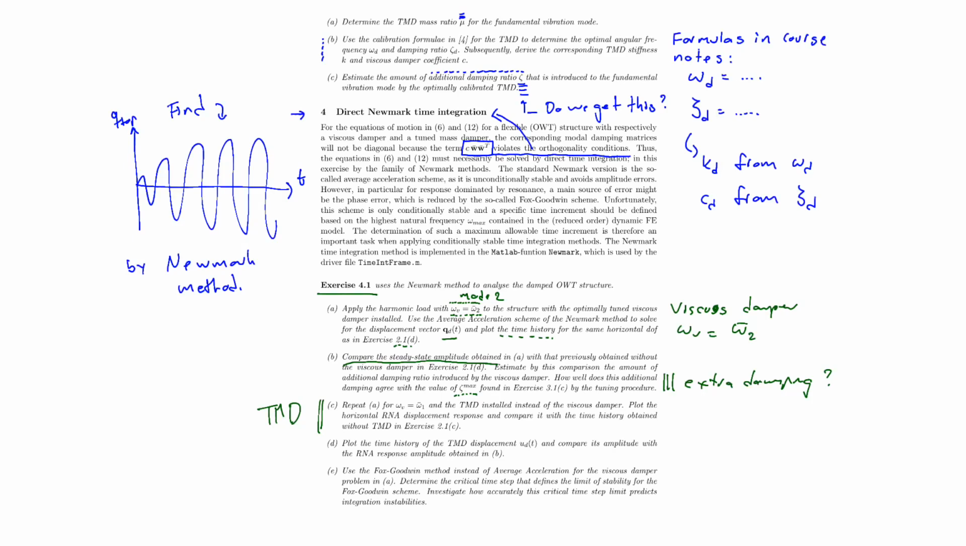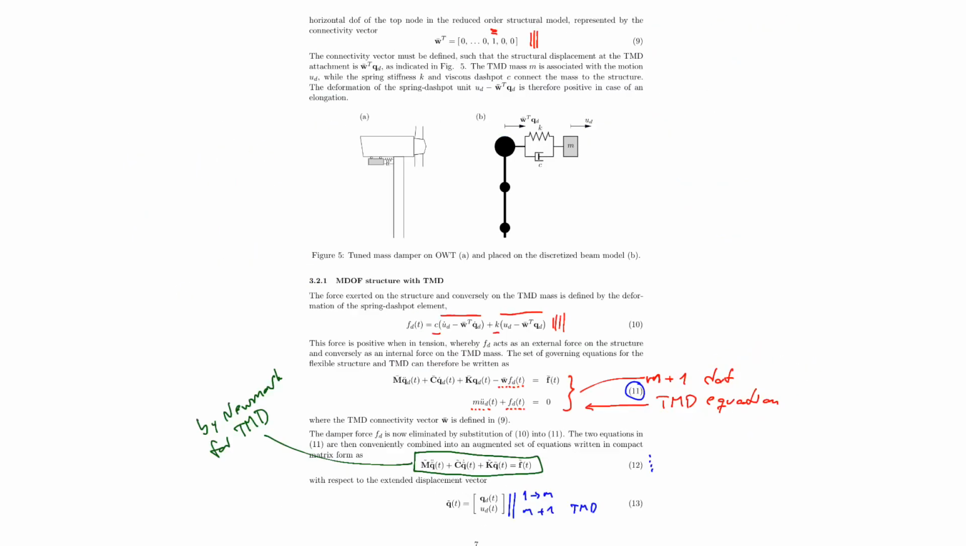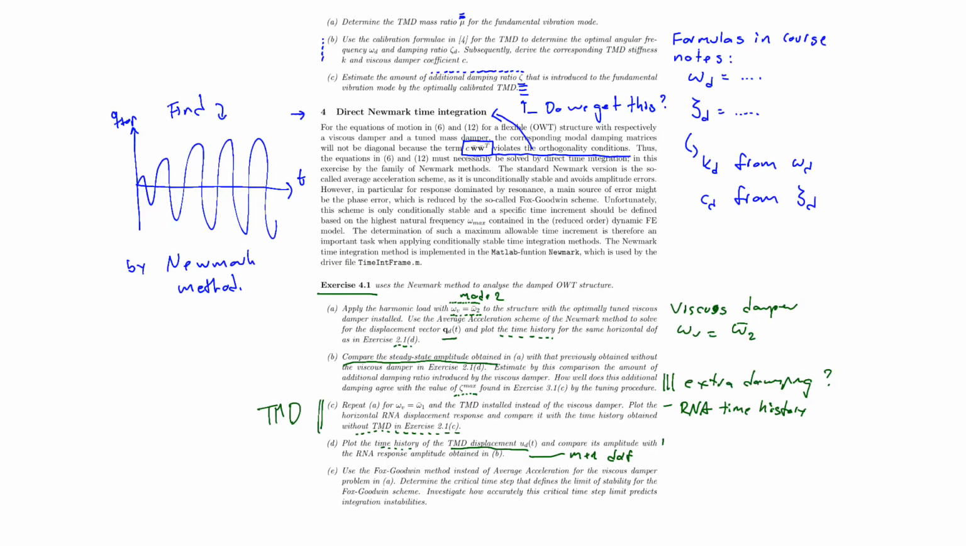Then we go and switch to the TMD analysis. So again, run the Newmark procedure for the TMD equations. In this case, plot the RNA time history, find maximum displacement, and compare again to the case without the TMD in exercise 2.1c. Then you could also, in this case, plot the time history of the TMD displacement, because this one is contained as the degree of freedom m plus 1 at the bottom of our solution vector. So UD is given as the bottom row in Q, and this one you can as well plot.